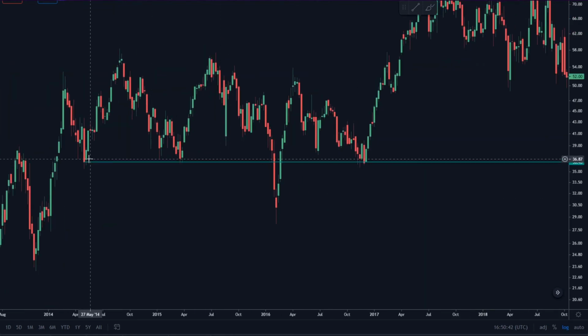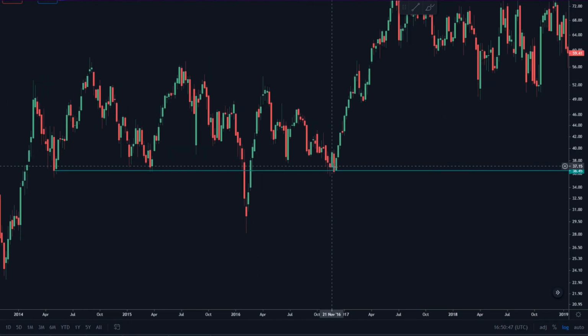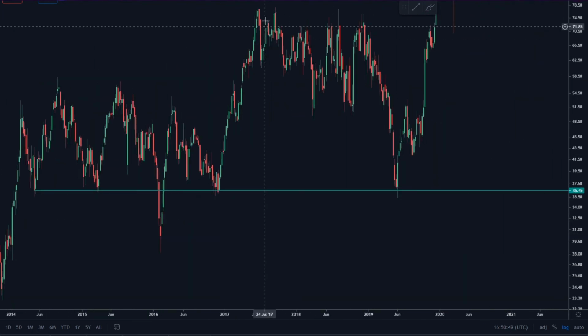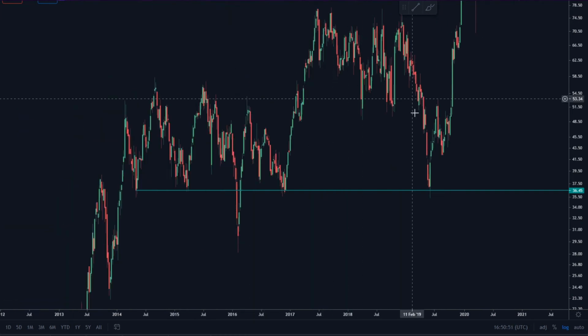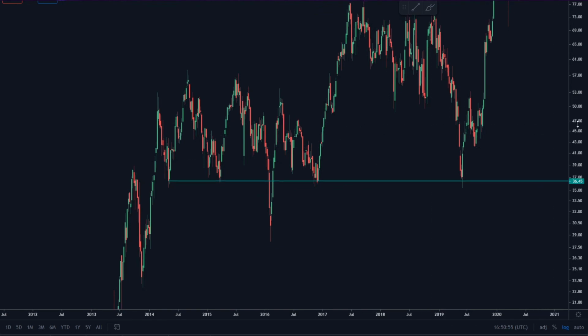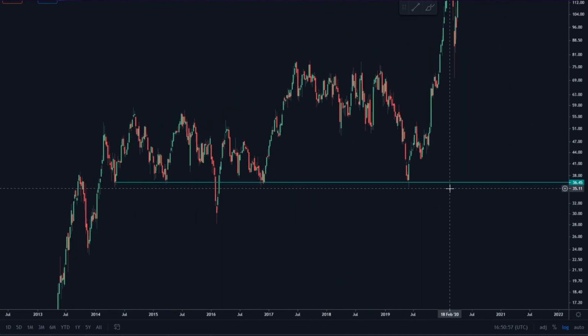So we can see that this support level has been tested 1, 2, 3, 4 times. Moves up again, 5 times. Then we make a new all-time high. And then we have a move back down and test it for the 6th and final time. So we can see here, this is a very good example of support.